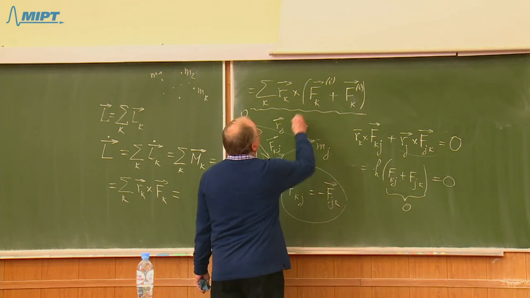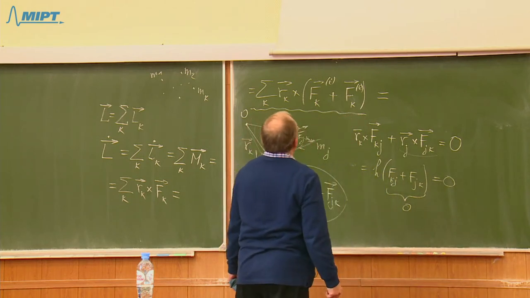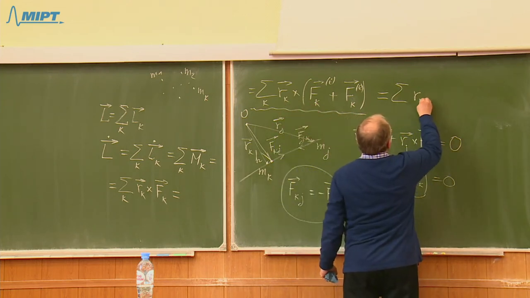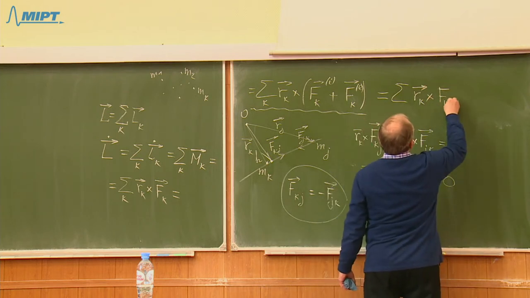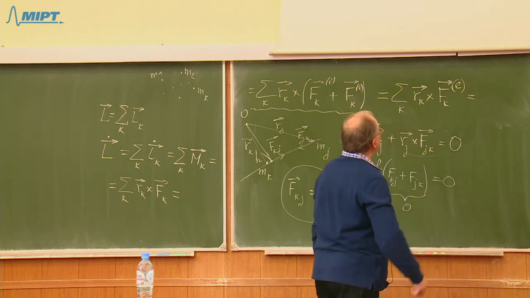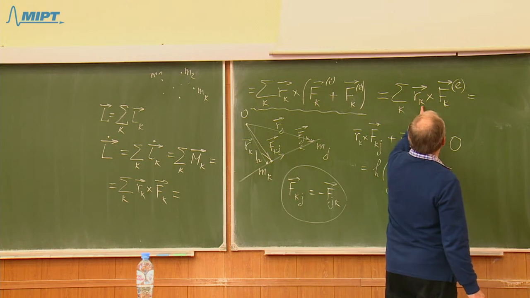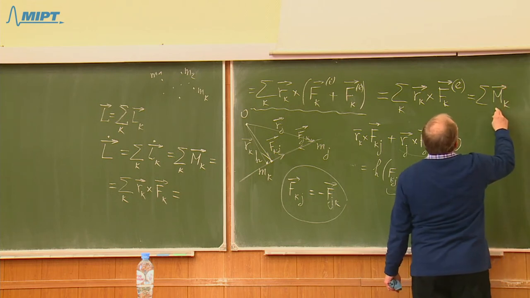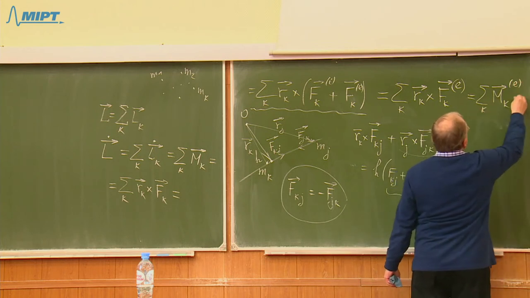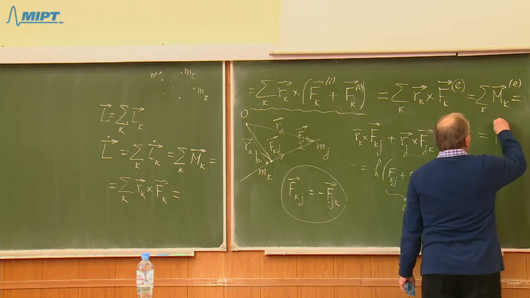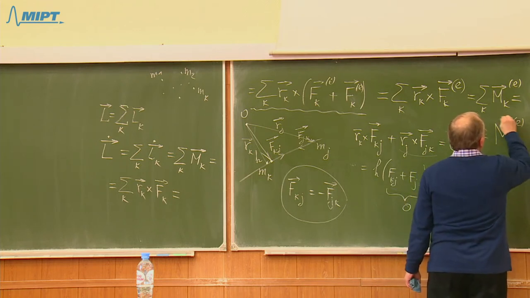In the same manner, all the internal forces will give you a zero. All of them will cancel, so that we don't have to take them into account here. And what remains is just the external forces. All the internal forces will cancel. And what is that, radius vector point number k times force acting on point number k? That is a torque. That is a torque acting on point number k. But the torque is due to external forces only. And by definition, the sum of all torques of external forces is the total torque acting on the system from the external forces.